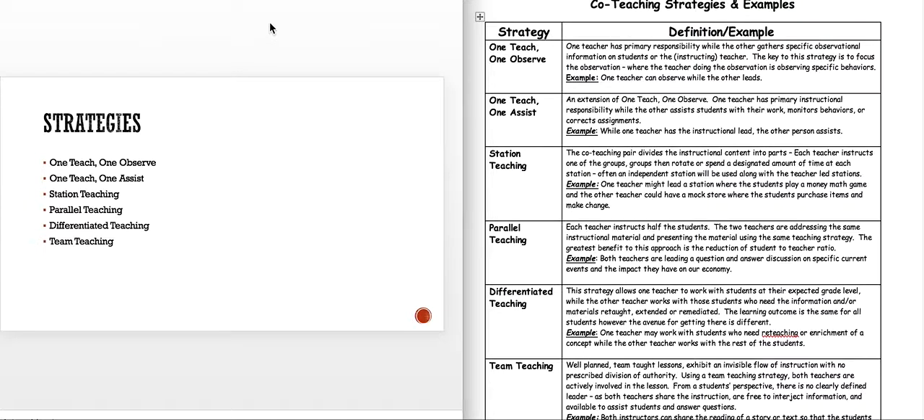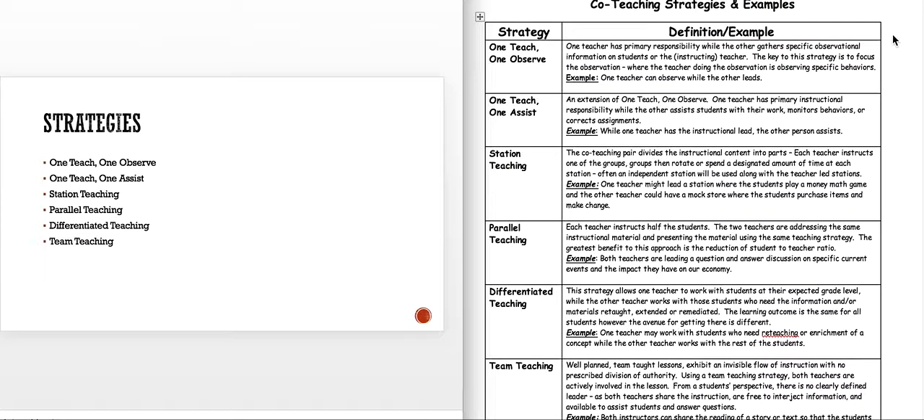The first strategy is called One Teach, One Observe. In this strategy, one teacher has the primary responsibility while the other gathers specific observational information on students or the other teacher. The key to this strategy is to focus the observation. Where the teacher is doing the observation is observing specific behaviors. So when one teacher is up there teaching, the other one is looking at possibly questioning strategies, calling on students, movement around the classroom. So the observing teacher is taking notes and then they'll discuss it afterwards and they can share their findings and create a better environment.